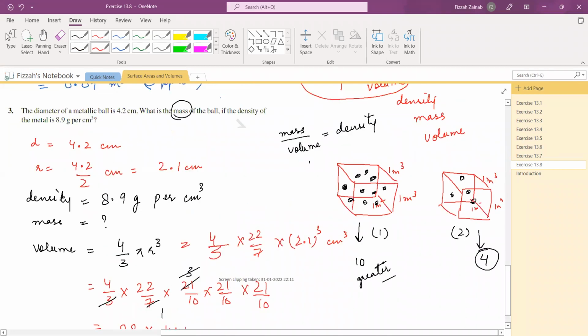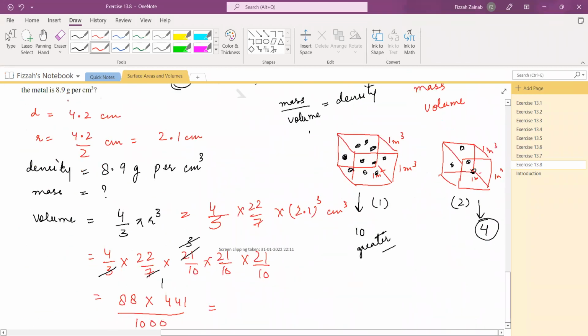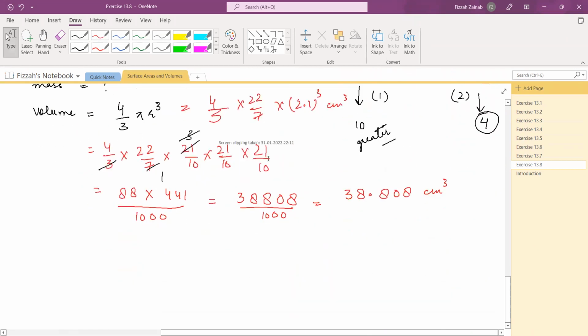We have just now multiplied 88 into 441. In the previous question, I think we did this calculation. 38808, I got. Yes? Ridula, you just did this calculation? And then this time I have divided by 1000. So this is 38.808 centimeter cube. Up to 2 places of decimal, this will become 38.81 centimeter cube approx. So far correct?